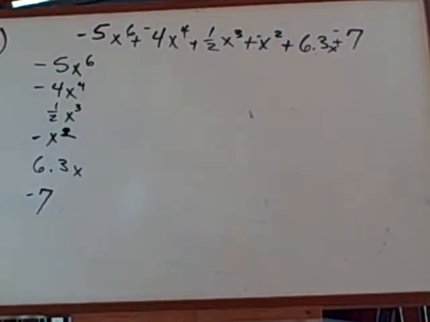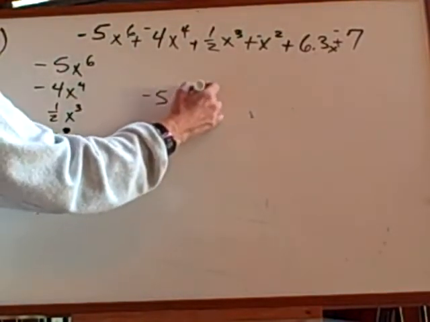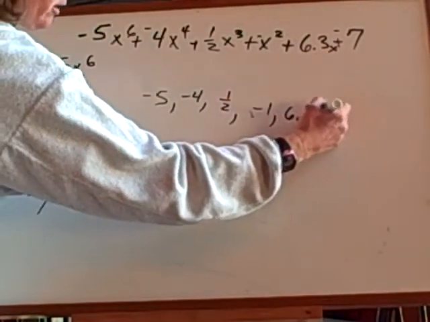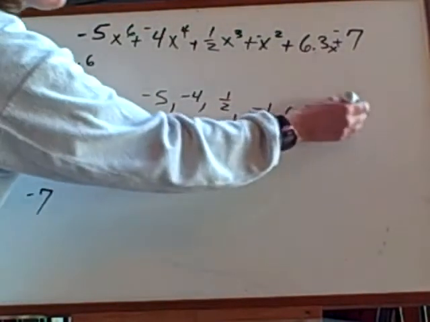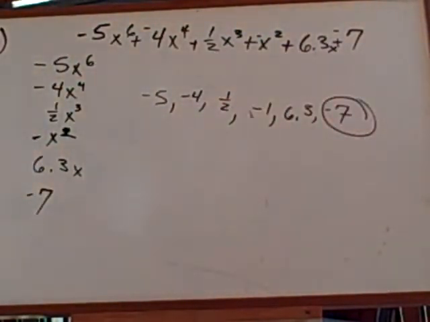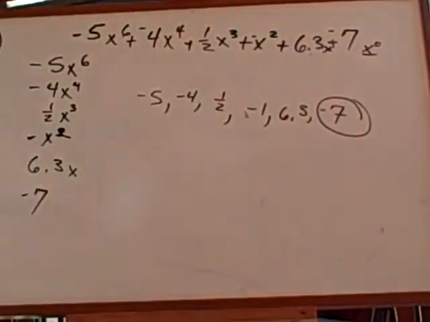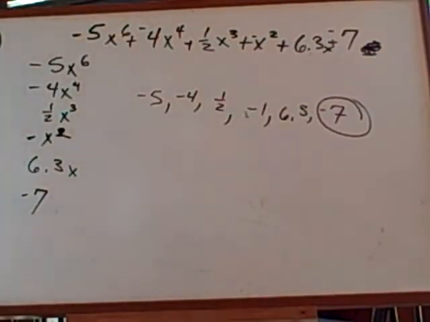List the coefficients of the polynomial. Well, what are my coefficients? So far I have a negative 5, negative 4, 1/2, a negative 1, a 6.3, and a negative 7. Coefficients are just the numbers in front of the variables. Some people may not consider this a coefficient because it's a constant, but the variable, even though you can't see it, is x to the 0, which is the same thing as 1. We don't write down 1 and we don't write down x to the 0, but it's cool knowing that we're that smart.